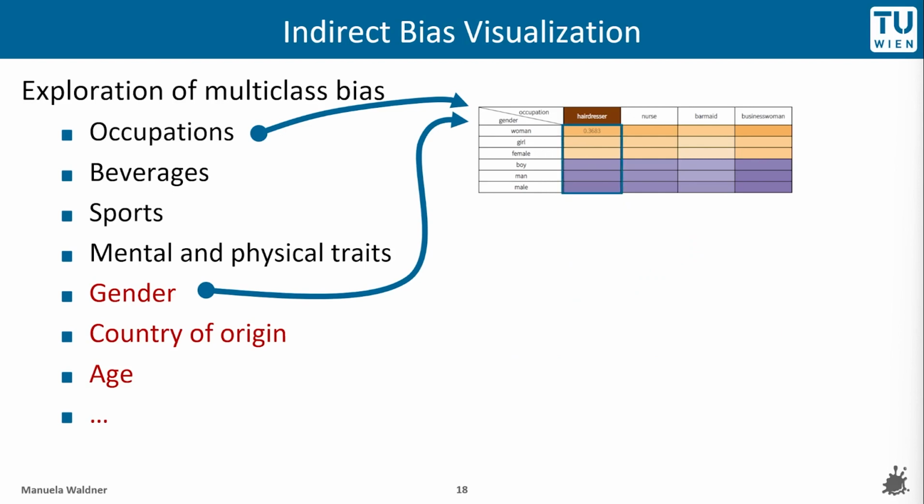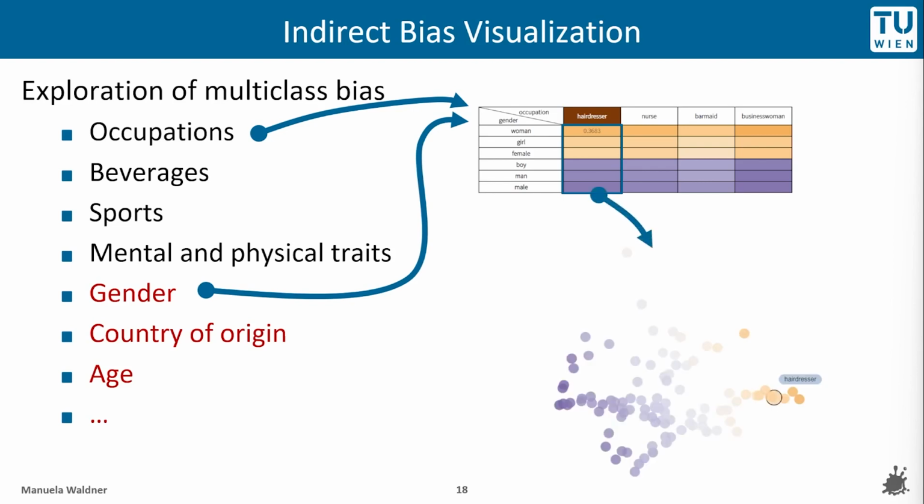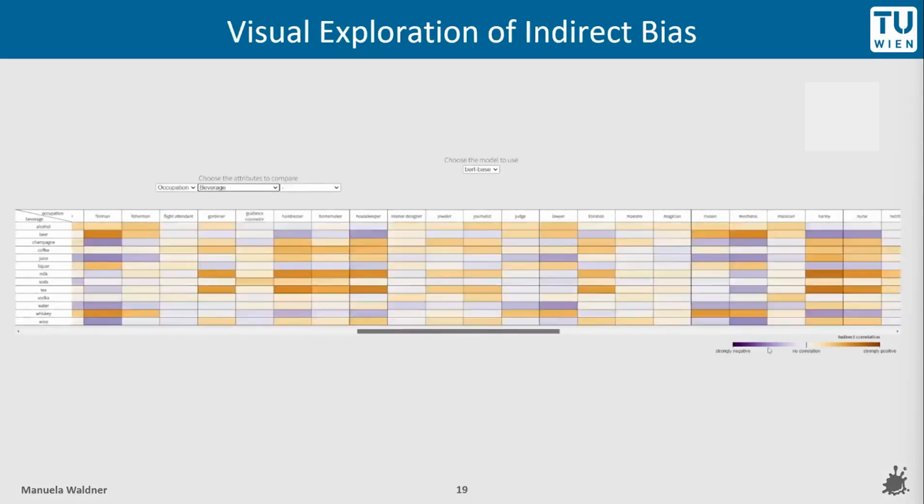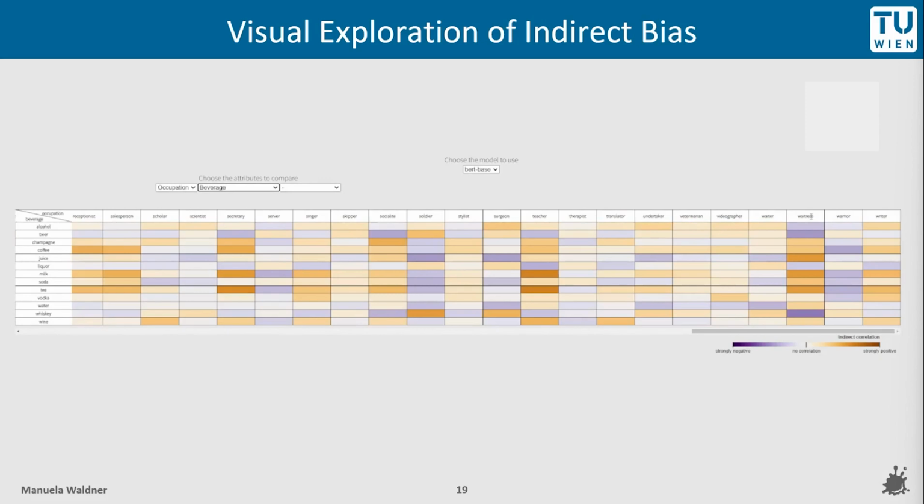We can also interpret the predicted attribute scores as a high-dimensional feature vector and perform dimensionality reduction. This way, we can show all target concepts as a 2D scatterplot, where the proximity between two target concepts indicates their similarity with respect to the associated attribute, in this case, gender associations.